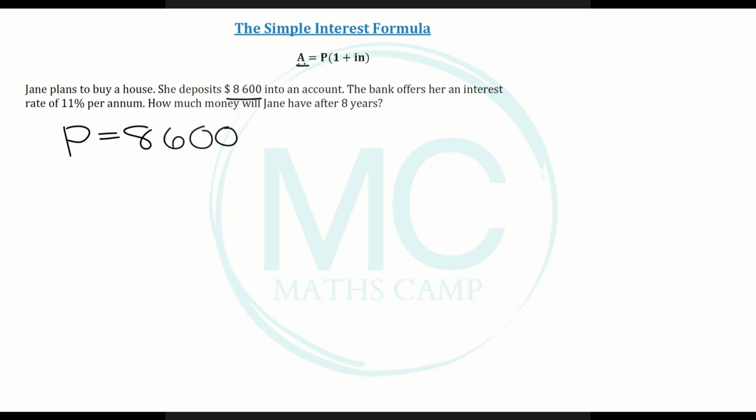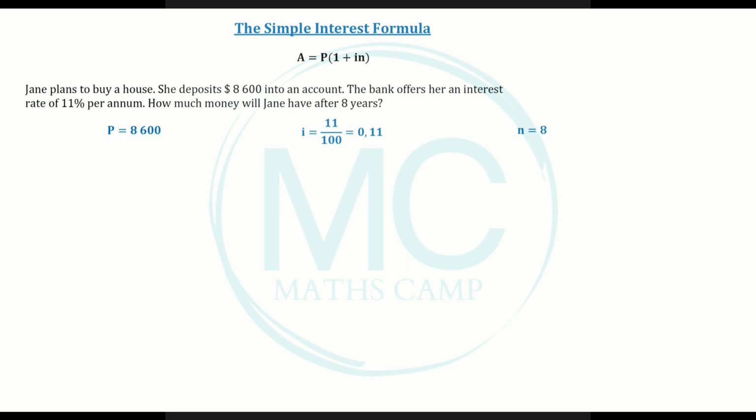The bank offers her an interest rate of 11% per annum. So this is our value of I. It is the rate of interest. So we say I is equal to, remember that a percentage is actually a value over 100. So 11% is 11 over 100, which is equal to 0.11. She invests for 8 years. This is our value of N. So we say N is equal to 8.